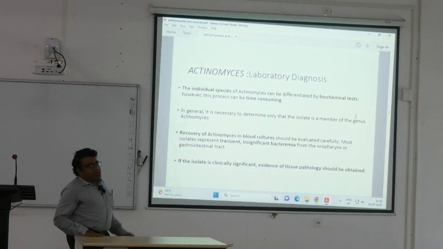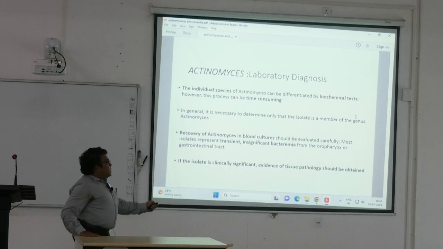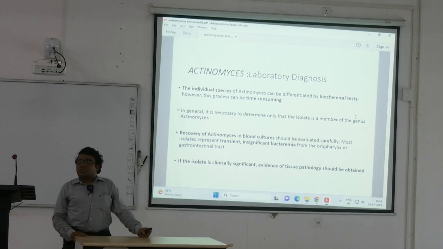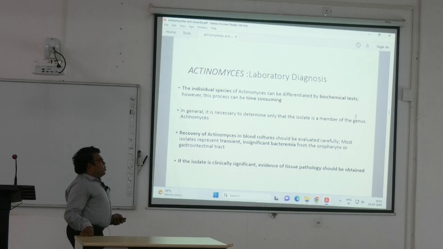Now further identification can be done by specific biochemical tests or other tests like a nucleic acid amplification test or a multilocus analysis. However, this is generally not required.